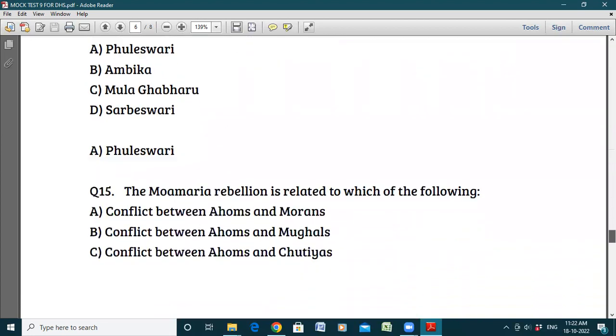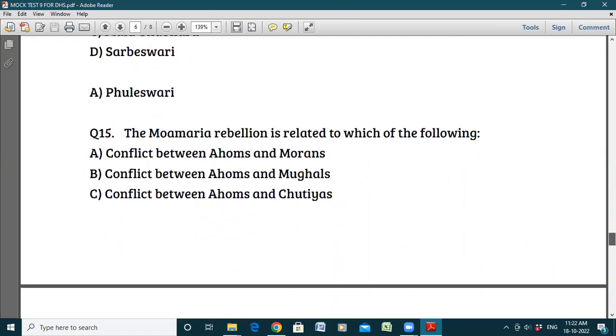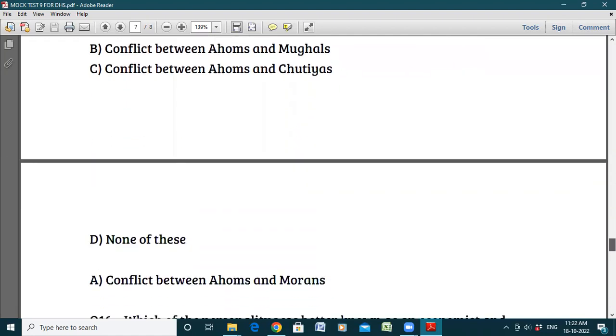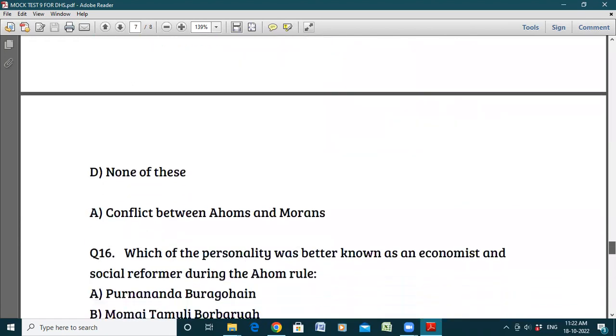Then question number 15, the Moamoria rebellion is related to which of the following? Between whom did the Moamoria rebellion take place? And the correct answer will be option A, that is conflict between Ahoms and Morans.